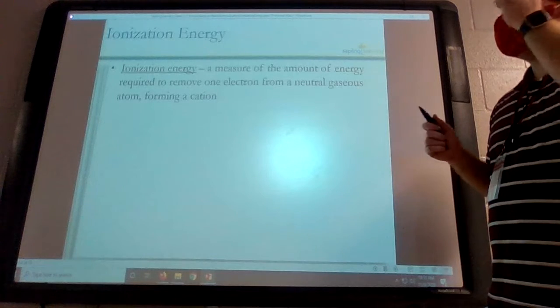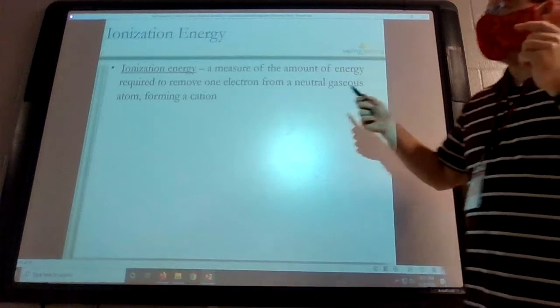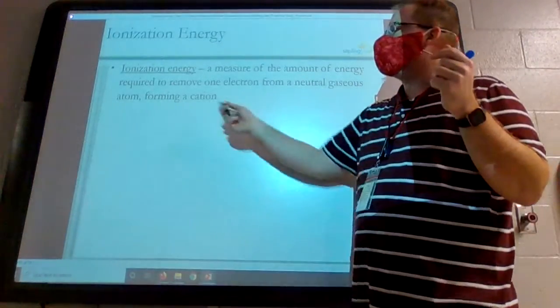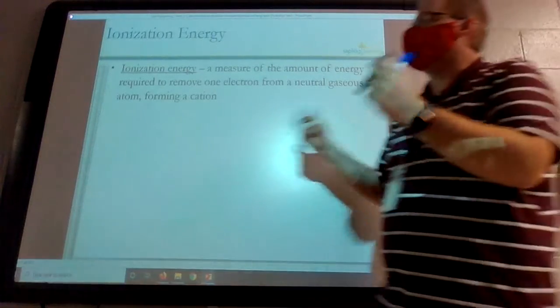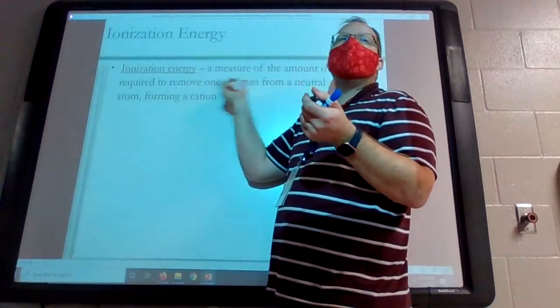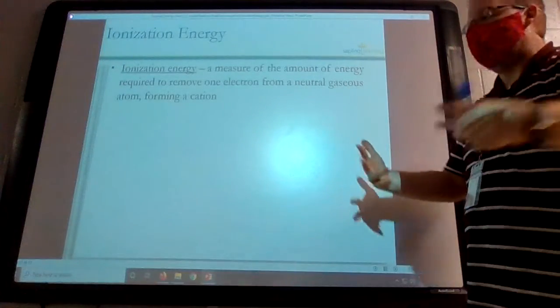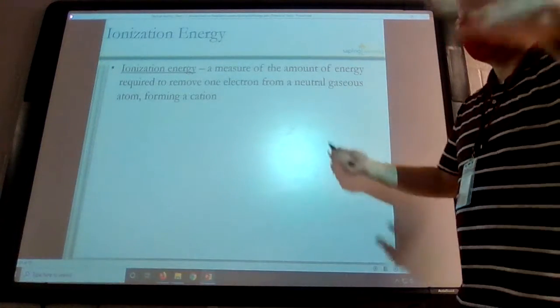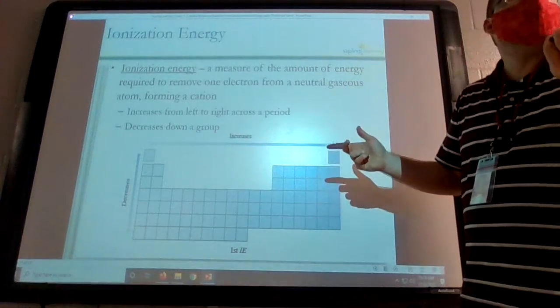Ionization energy is the measurement of the amount of energy required to remove one electron from neutral gaseous atoms, forming a cation. So how easy is it to remove an electron? If it's really easy, it's not going to require much energy, so you don't have to put much in. If it's going to be difficult, you're going to have to put a lot of energy into taking those out. And so when we get to this, it's kind of the same thing.